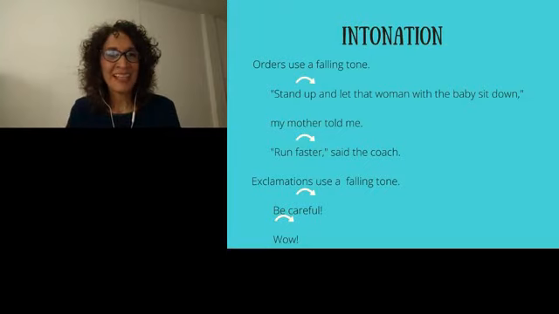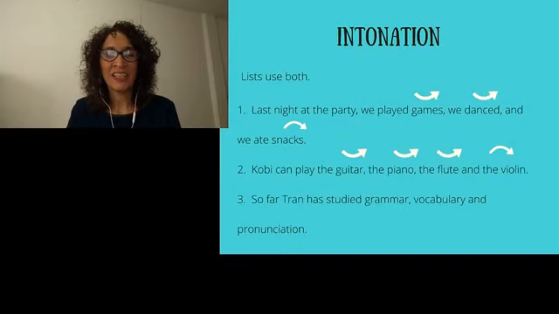So the next thing in intonation we're going to look at are lists. Some of these arrows go up and some of them come down, which means that lists use both the rising and the falling intonation. So number 1, we have a list. Last night at the party, we played games, we danced, and we ate snacks. So those are the three things.